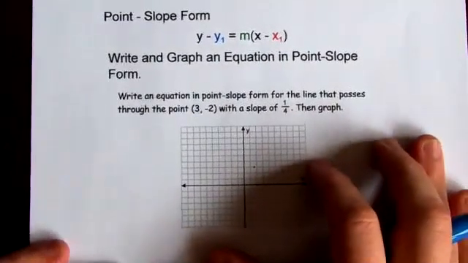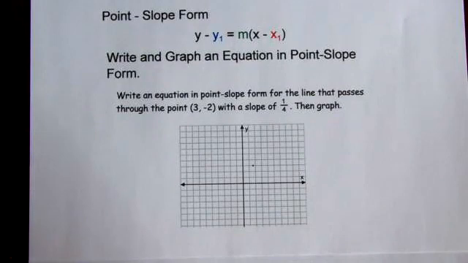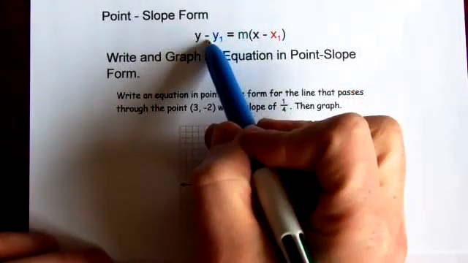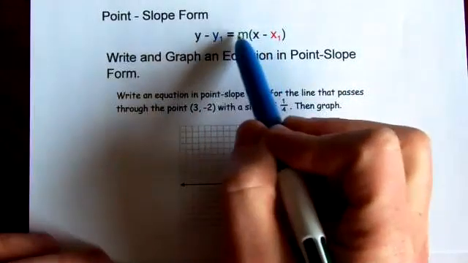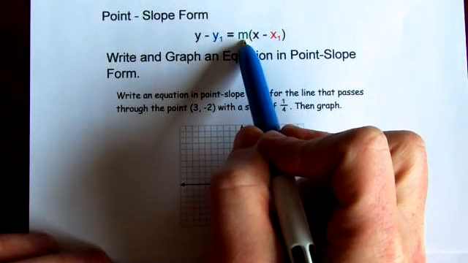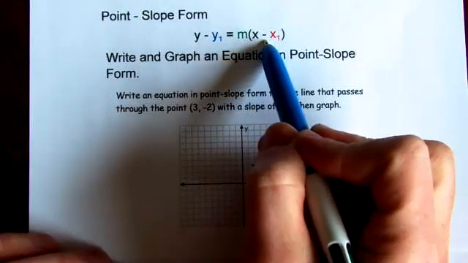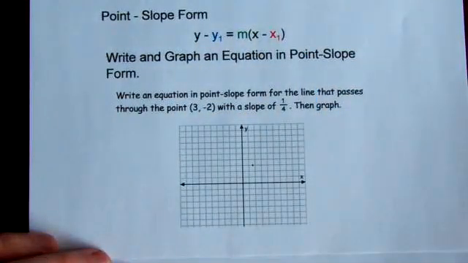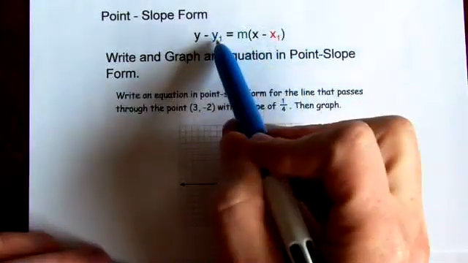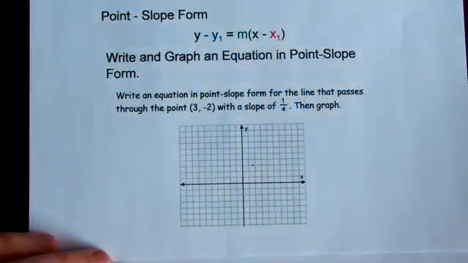So here's point slope. Point slope is y minus y1 equals m, remember m is slope, times the quantity x minus x1. So you're going to have a point. Your point is where you plug in the x1s and the y1s, and you're going to have a slope, which is where your m is.